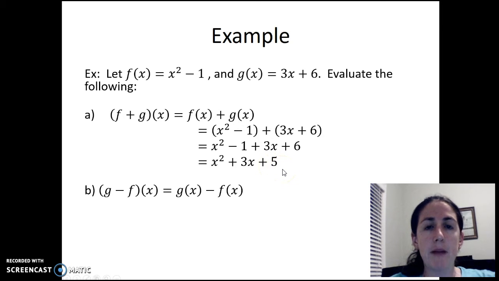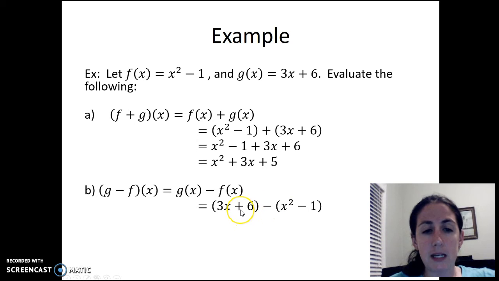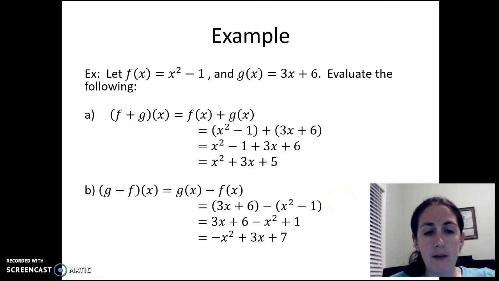We could subtract them. Now order definitely matters when it comes to subtracting. So notice we're doing g minus f of x, which means we're going to take our entire g function and subtract off our entire f function. And again, keep your functions in parentheses to make sure you do any necessary distributing. Here we're subtracting off f of x, which means we need to subtract off the entire function. Subtract x squared and subtract that negative 1. You need to distribute that negative. And then combine like terms, negative x squared plus 3x plus 7.